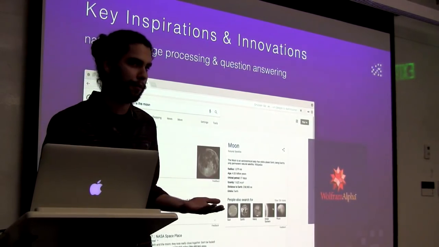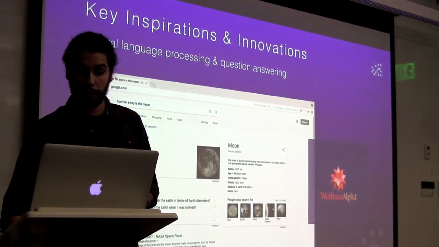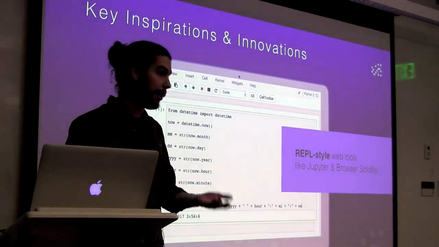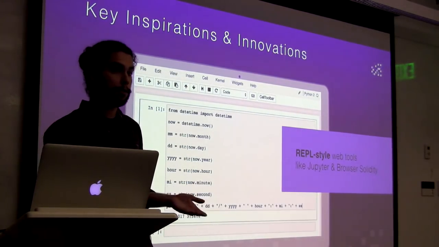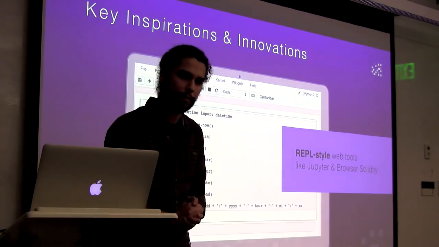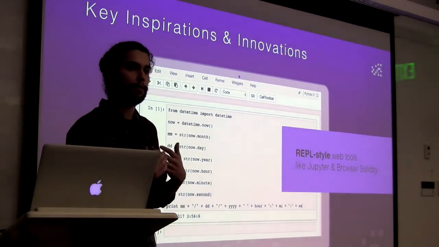We're kind of trying to make Wolfram Alpha for blockchains, you could think, if there's any takeaway from this. And another one that is interesting is REPL-style web tools. I'm sure many of you have used browser Solidity before. Browser Solidity is awesome. Another one for Python is called Jupyter. So we think this is really cool.